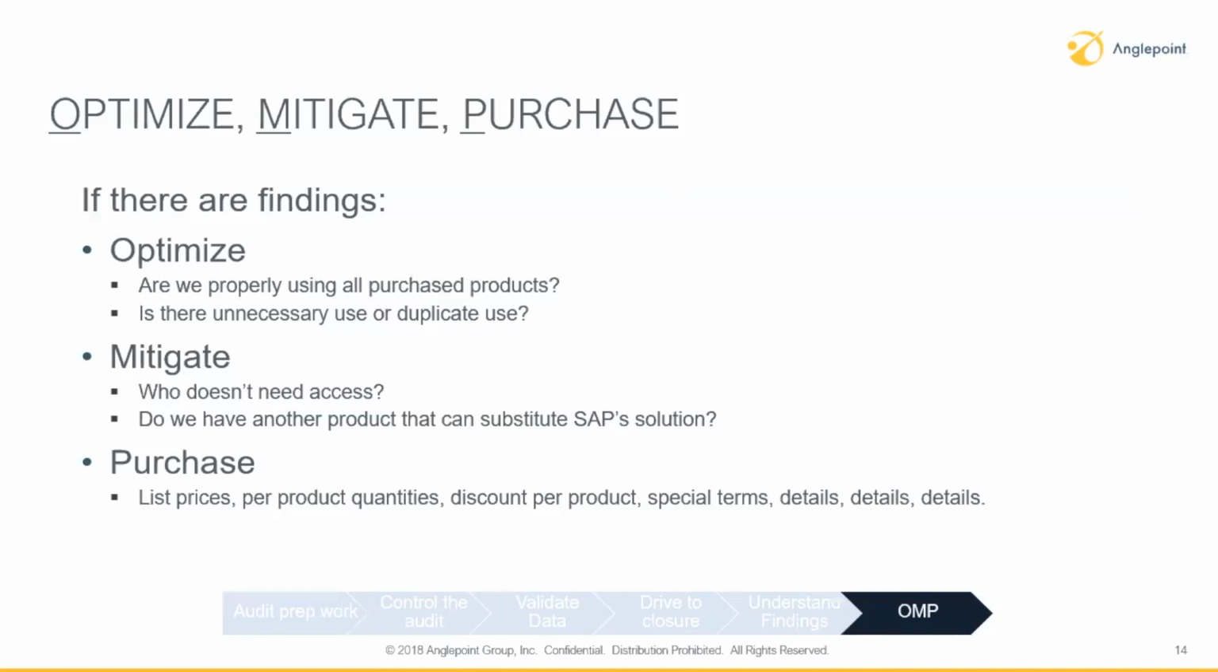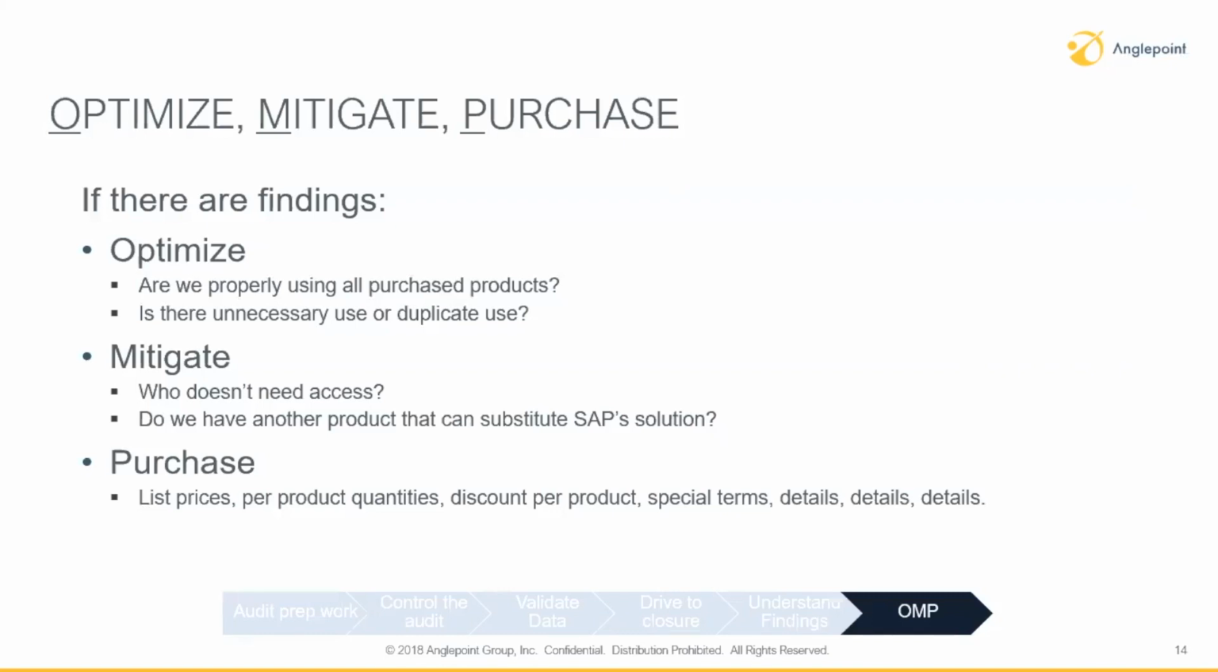That optimization step should be done for every finding for SAP. The next step would be to mitigate. So this kind of goes back to what I was mentioning on the previous slide. If you have a finding and there's an opportunity for reduction in use, that would be one way to mitigate what you need to purchase going forward.